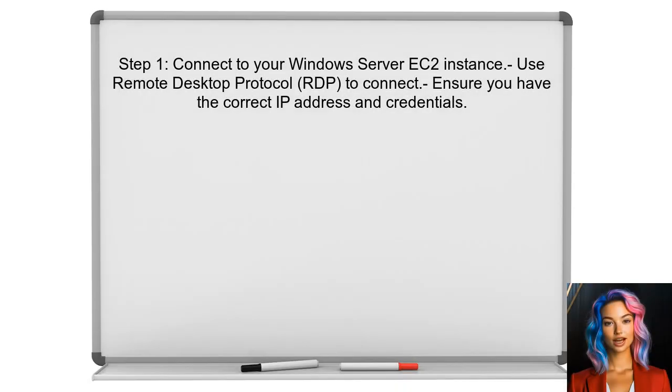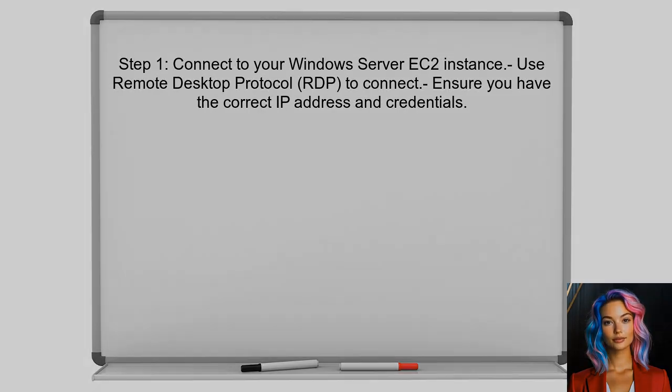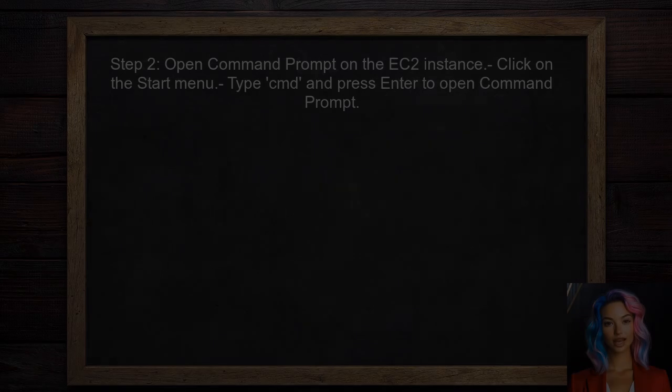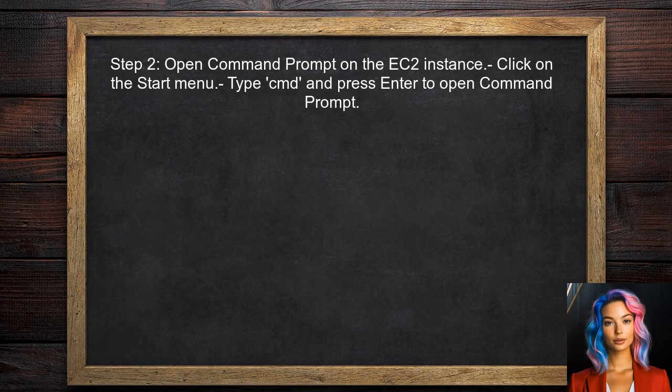To retrieve the instance metadata from your Windows Server EC2 instance, the user should first ensure that they are connected to the instance. This can be done using Remote Desktop Protocol, or RDP. Once connected, the user can open a command prompt on the EC2 instance. This is where they will run the command to access the metadata.